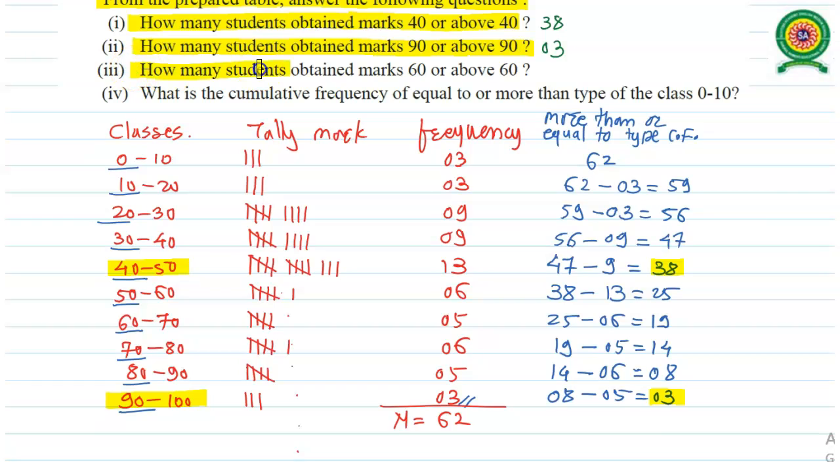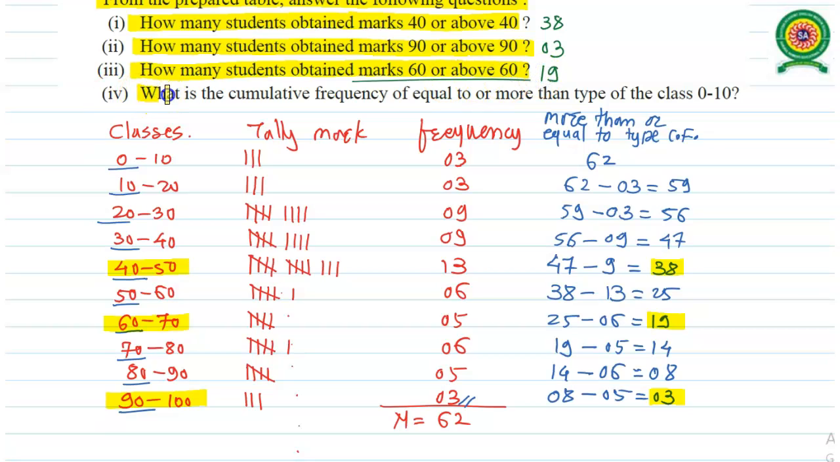We have how many students obtained the marks 60 or above 60. That means 60 to 70 and so on till 100. So number of students we are having is 19. So look at now the third sub question. There are 19 students who obtained the marks 60 or above 60.